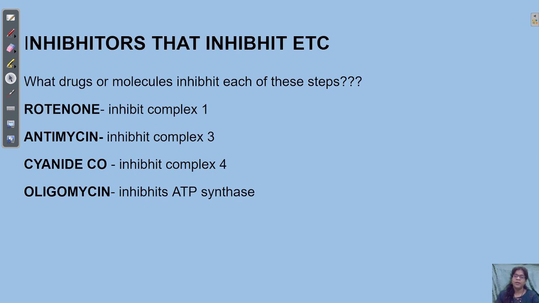Rotenone is a drug that inhibits complex 1. Antimycin inhibits complex 3. Cyanide and CO inhibit complex 4, and oligomycin inhibits the ATP production. I have given you this slide for your understanding because there are some exams which may particularly ask which antibiotic or which drug mainly damages the activity of complex 1, complex 3, or complex 4. This is just for your understanding.